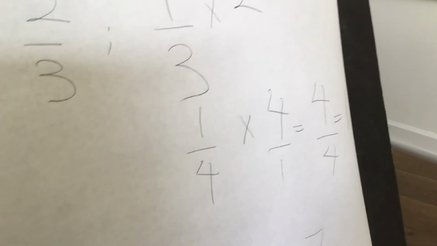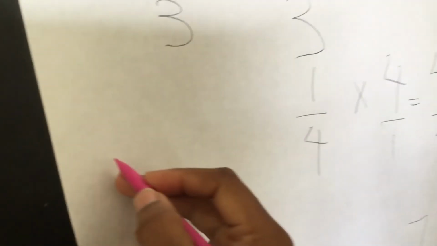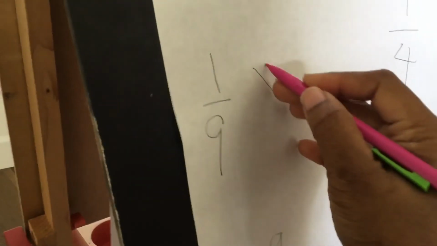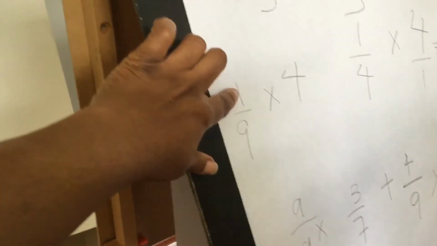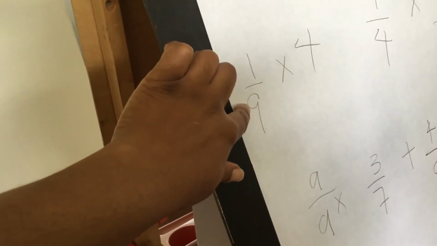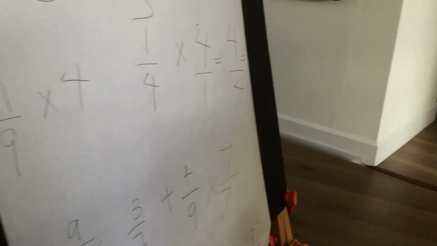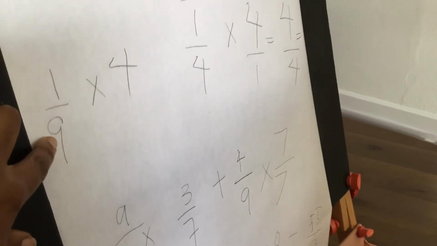If I say I'm going to give you 4 ninths, what does that really mean? This is what a ninth looks like. What this really means, Eli, is I'm going to take that one thing and split it up into 9 places.